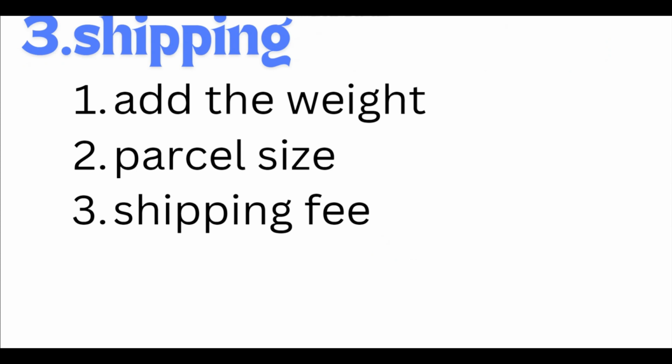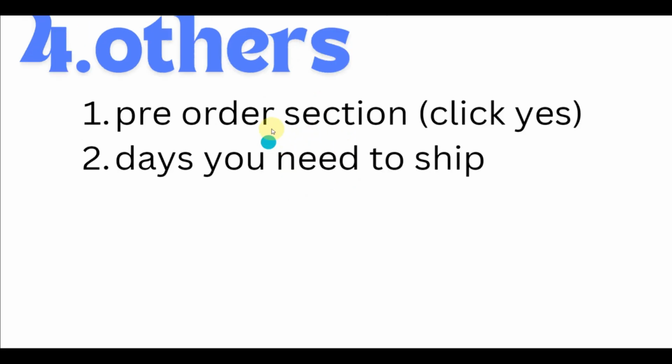Now for the shipping section, you will just go ahead and add the weight, the parcel size, and the shipping fee. You should be able to find this information on Alibaba. And then for the other section, this is an important part since we are dropshipping. For the pre-order section, you just need to click yes and then specify how many days you need to ship the product. This is very important, guys, because what you'll be doing is waiting for an order, and once you receive an order, you will manually start the order request on Alibaba.